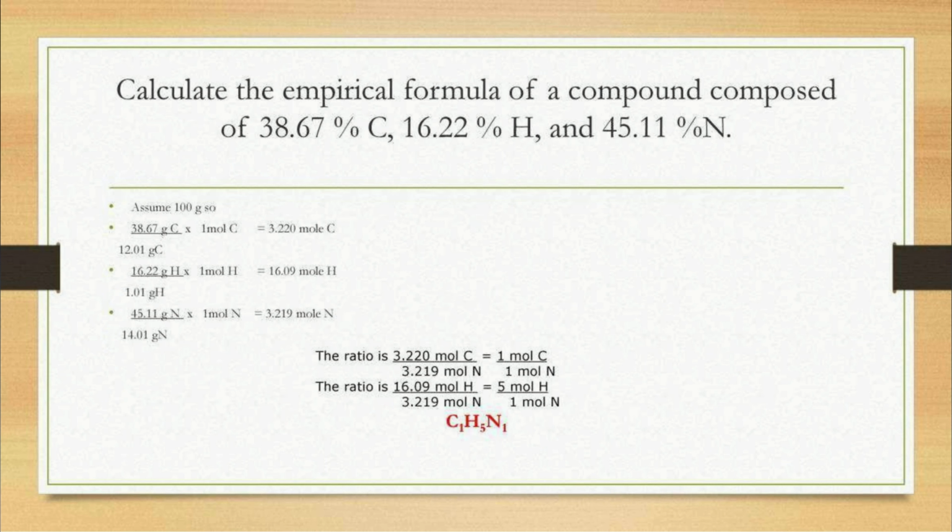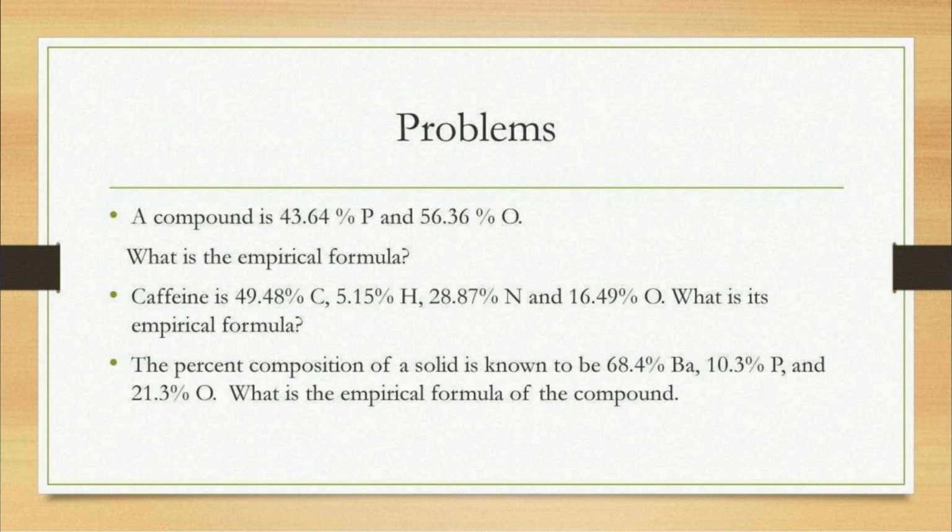Now, here we have calculated the empirical formula of a compound composed of 38.67% carbon, 16.22% hydrogen, and 45.11% nitrogen. Kindly check it out. So we finally get the formula as C1H5N1. These are some of the questions you can solve. Try solving.